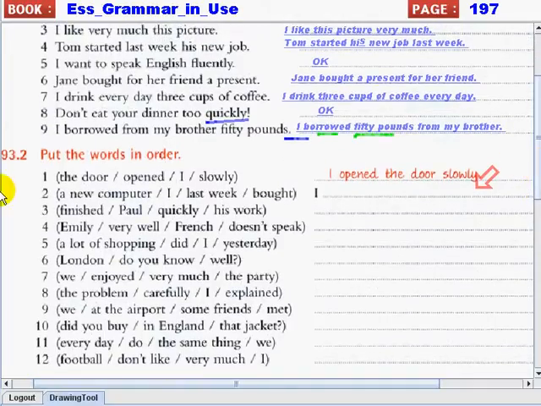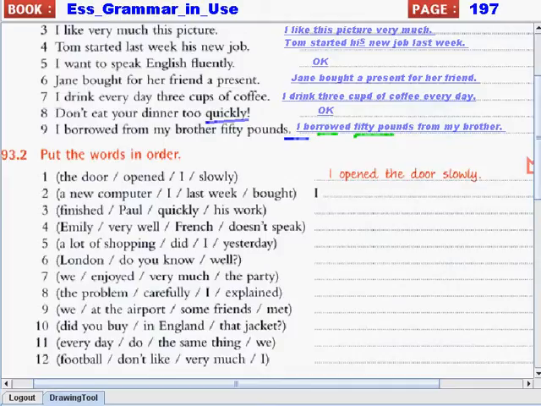Now, we're not through yet. We will do exercise 93.2. Put the words in order. I will give you an example in number 1. I opened the door slowly. Instead of saying, the door opened, I slowly. Right? You may want to do and accomplish exercises number 2 to 12. Then pause this video, play it when you're done.